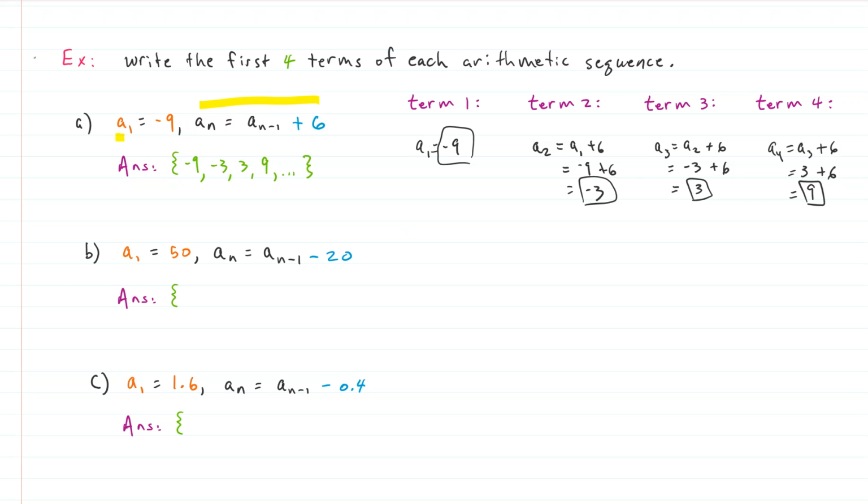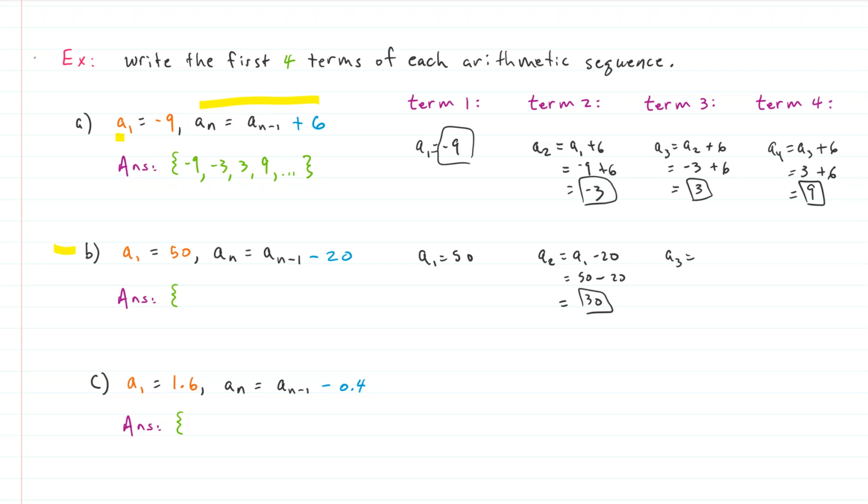Let's look at exercise B. Our first term, a sub 1, is 50. So we'll write that down. A sub 2 is a sub 1 minus 20. That's the recursive formula that we're given. So a sub 1 was 50, and we have minus 20. That gives us 30. So we found a sub 2.